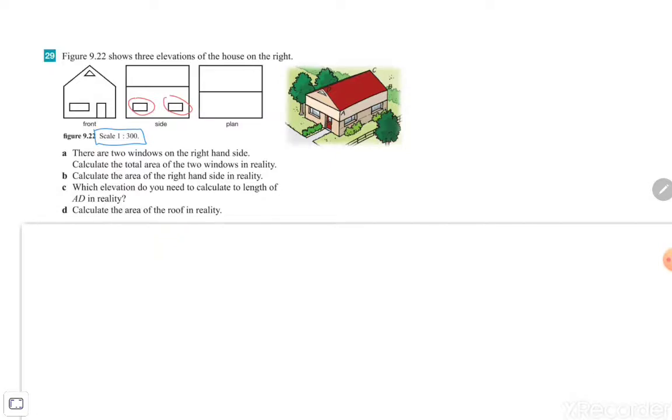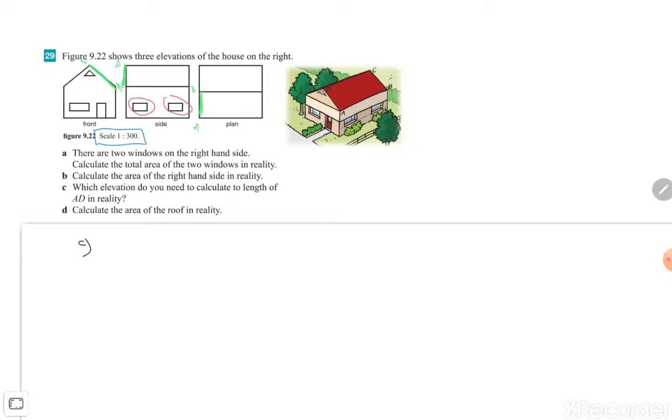Then exercise C. Which elevation do you need to calculate the length of AD in reality? If we look at all the elevations and we want to calculate the length of AD, then AD is in the front elevation, this line here, because there's A and there's D. In the side elevation, it is that line, so there's A again and there's D. And in the plan, it is one of the lines, so this is A and that's D. And the question is from which elevation do we need to calculate the length of AD?